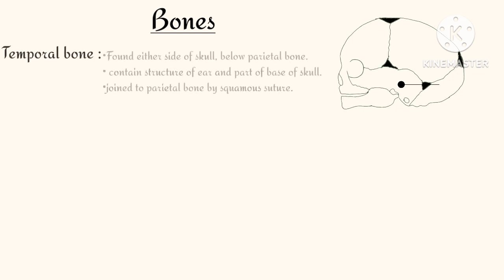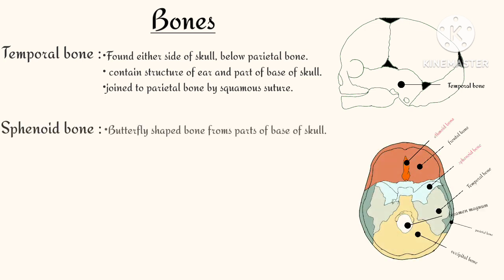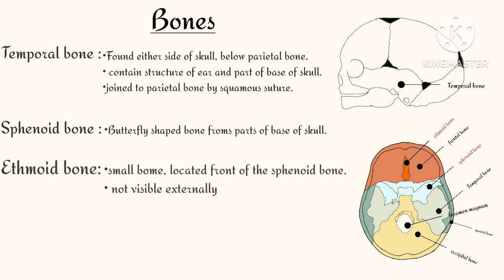Temporal bone. Found on either side of the fetal skull below the parietal bones. They contain the structure of the ear and part of the base of the skull. It is joined to the parietal bones by the squamous suture. Sphenoid bone. It is a butterfly-shaped bone that forms part of the fetal skull. It connects with almost all of the cranial bones. Ethmoid bone. A small, light bone located in front of the sphenoid and behind the nasal bones. It forms parts of the nasal septum and eye socket. It is not visible externally.